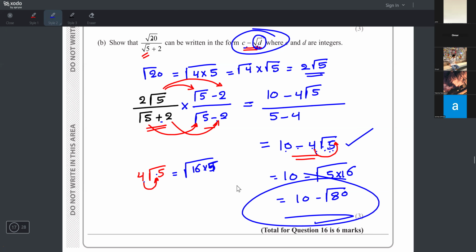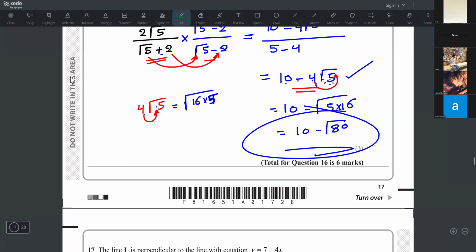Okay, we can write another example, for example, 3 root 5. How can we write 3 under the square root? We'll do 9 times 5. Yes, correct. So 4 under the square root will be 16, and 16 times 5 is 80. We got the final form.